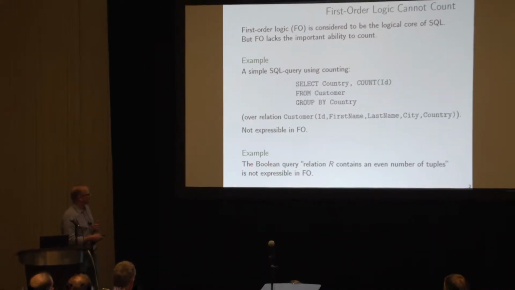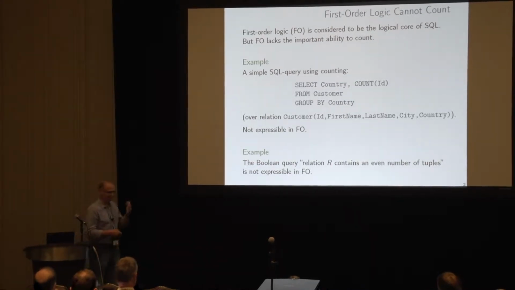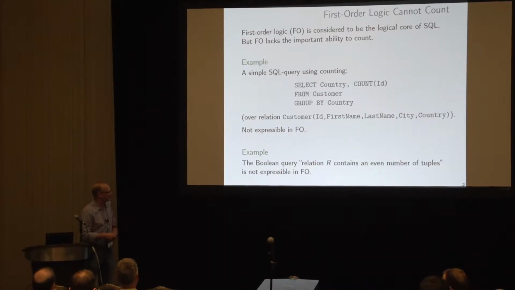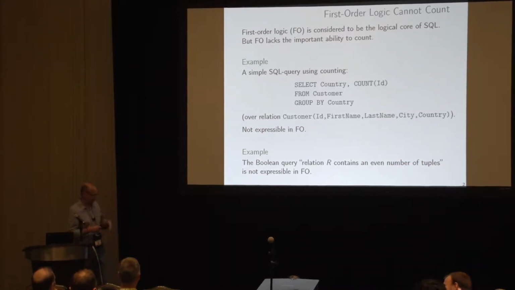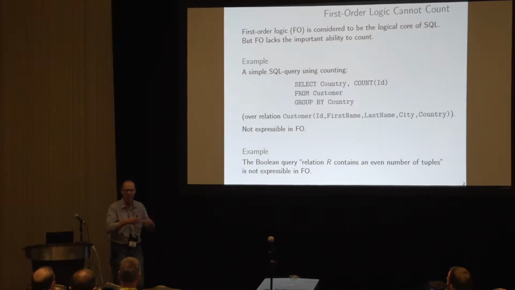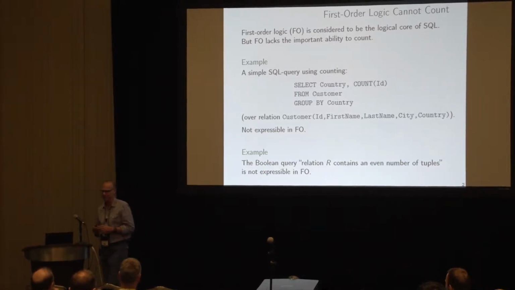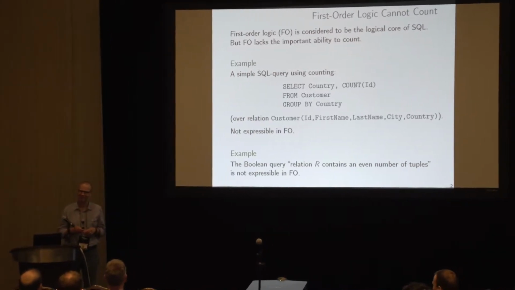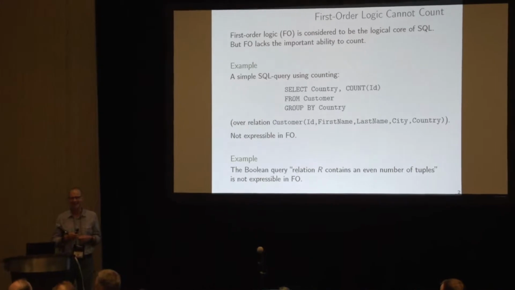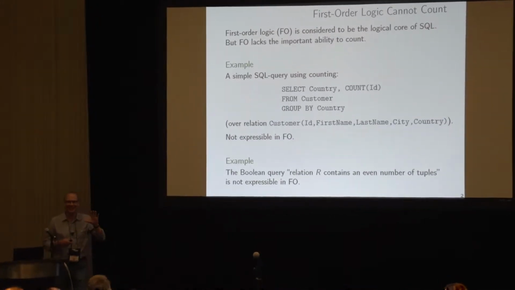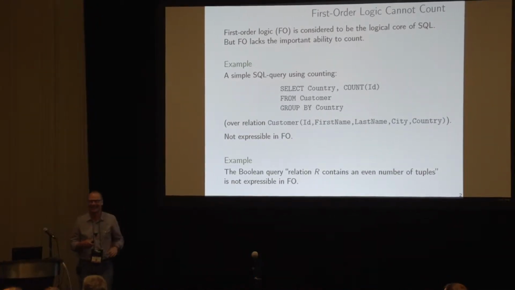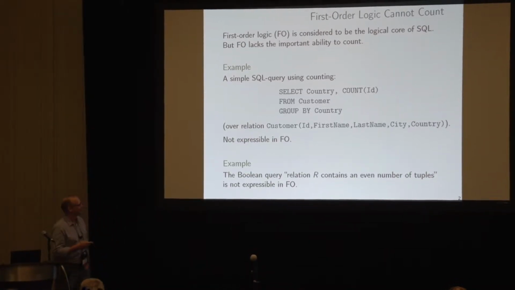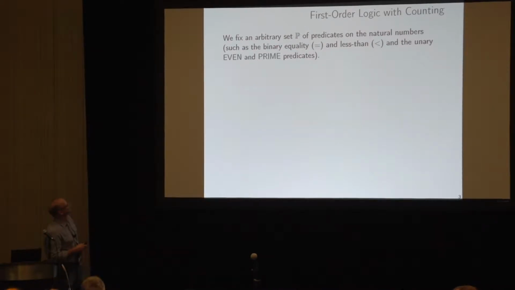Similarly, now that's a useless query, but it's still a good example for many things. A query like: a relation contains an even number of tuples. That's a Boolean query, and we know that it's not expressible in first order logic. It is, don't you think? I mean, don't ask me to write down the SQL expression, but I think it is. I think, okay, we don't have to figure that out.